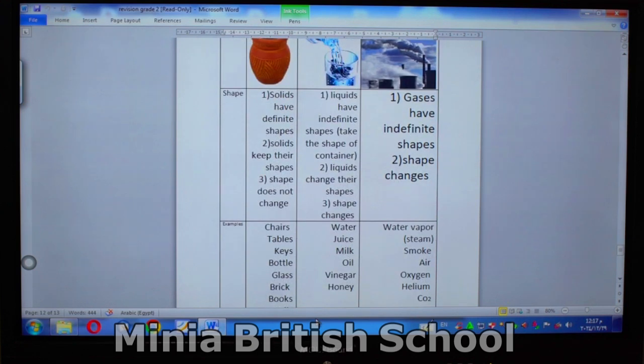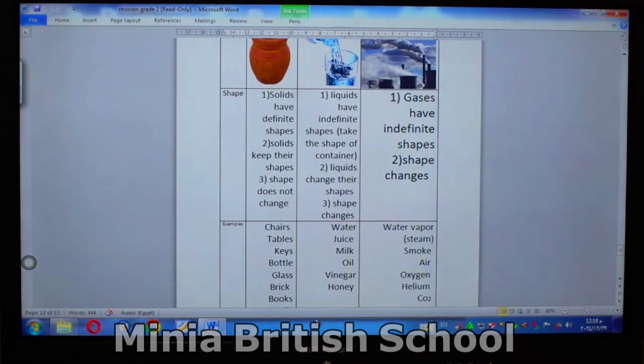Okay. Number two, liquids have indefinite shapes. So, liquids change their shapes because liquids take the shape of the container. Do you know the meaning of container? Yes, it's something that holds or stores things inside it, like a box or bottle.